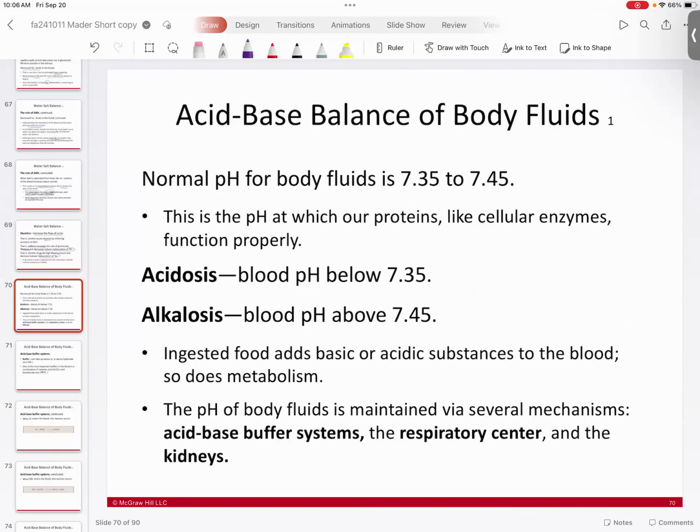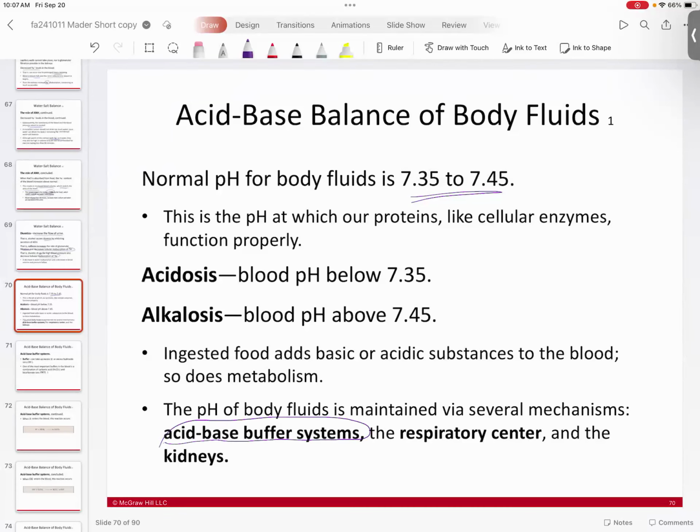Now, when you're taking a look at acid-base maintenance, your physiological pH is right around 7.4. So this is where things are. If we drop below that, it's acidosis, we become too acidic. If we go above that, it's alkalosis, it's too alkaline. A lot of the foods will add acidic substances or basic substances to the metabolism, and the pH of our body fluids will constantly fluctuate. And so we've got buffer systems to maintain those pHs.